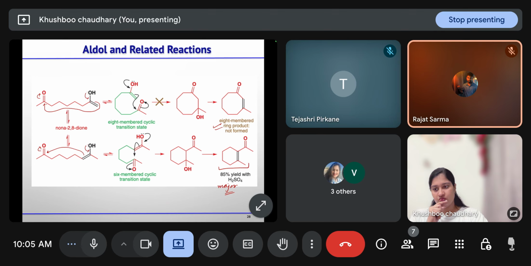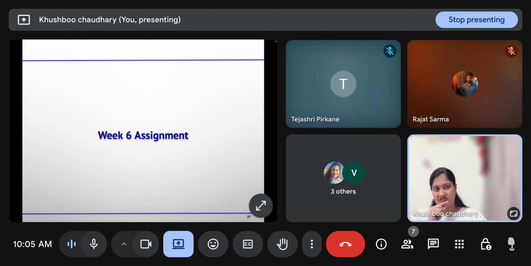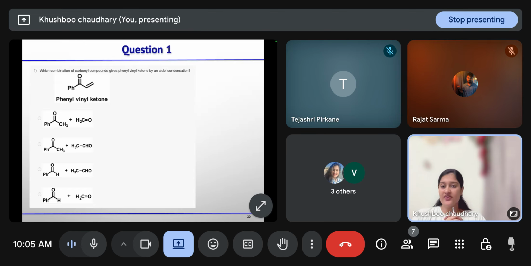Okay, ma'am, let's go on to the questions. So this is the first question. Which combination of carbonyl compounds gives phenyl vinyl ketone by an aldol condensation? We will write the product for all the options. So take your time and write the product for all the options and tell me in which case you will get this phenyl vinyl ketone. Mechanism you already know. In the presence of base, you can do this reaction.